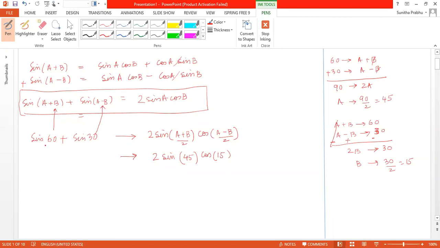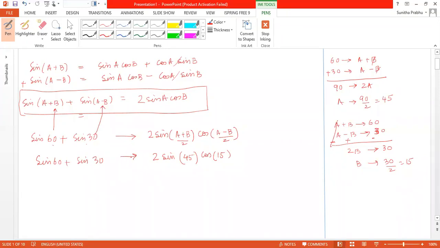Therefore, I am able to break off sine 60 plus sine 30 as 2 sine A cos B. But my A is now (A plus B) by 2, and B is now (A minus B) by 2. So I take these two, add them together, 60 plus 30 is 90, by 2 is 45. I take these two, do the difference, 60 minus 30 is 30, by 2 is 15. I put that in the product, okay? Therefore, I am able to convert sine 60 plus sine 30 as 2 sine 45 cos 15.